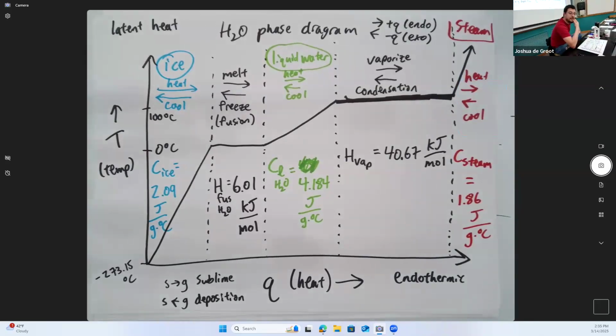Okay. So those are our 5 thermodynamic values for water. And again, these are provided.